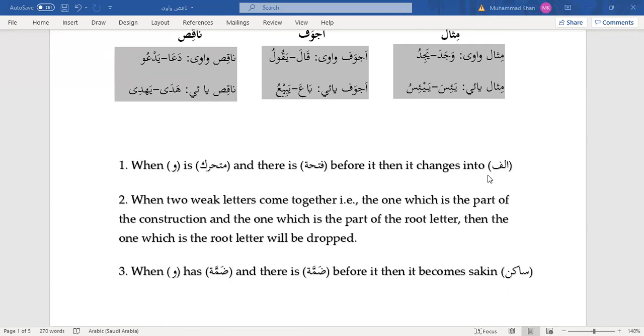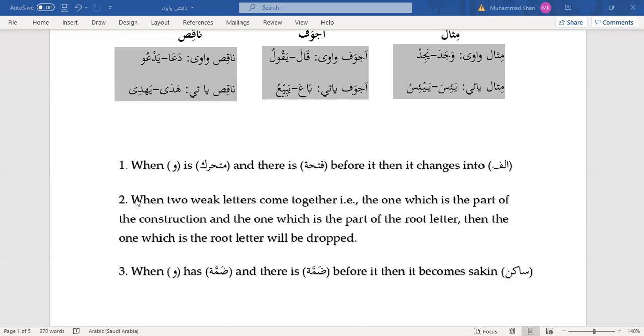The first rule that is very common: when Waw is mutaharrik and there is Fatha before it, it changes into Alif. The example that we discussed is Qawala. In Qawala, Waw is mutaharrik and there is Fatha before it, so it changes into Alif and it becomes Qala. We have learned this rule and discussed it many times.